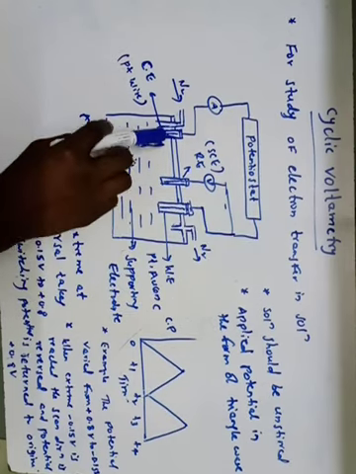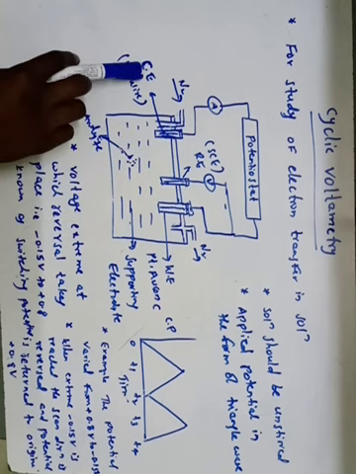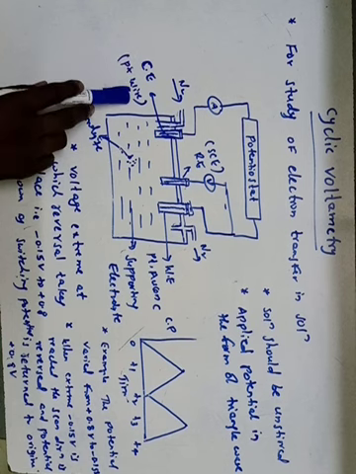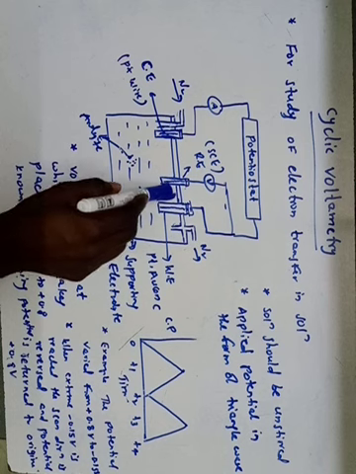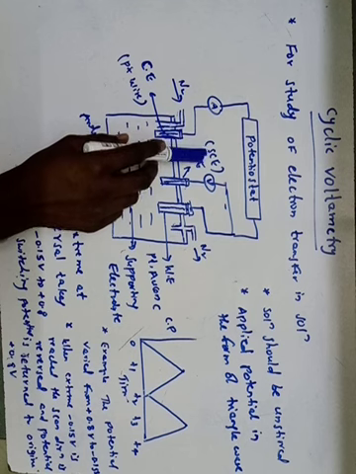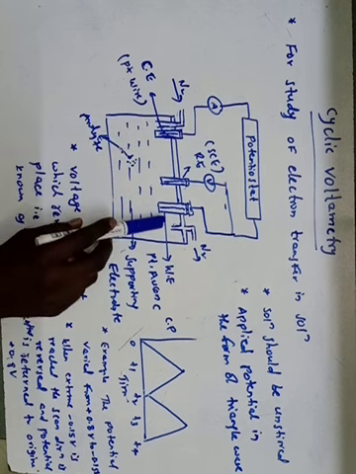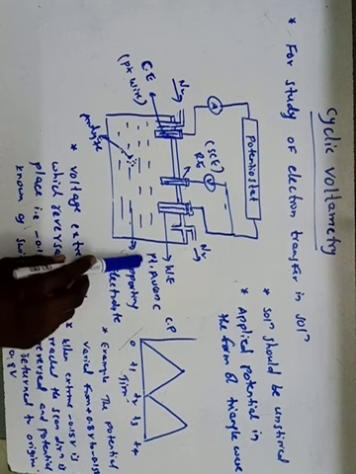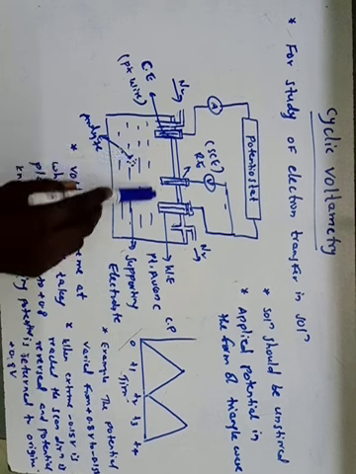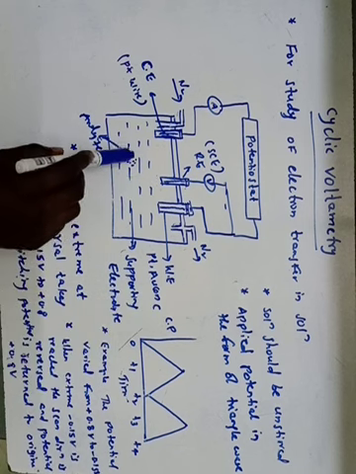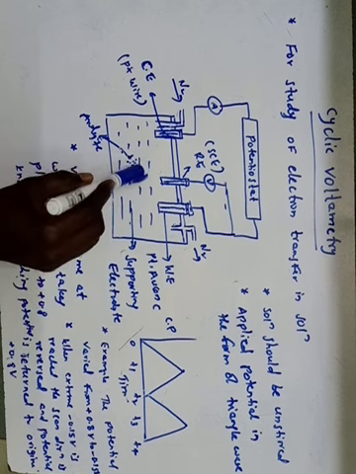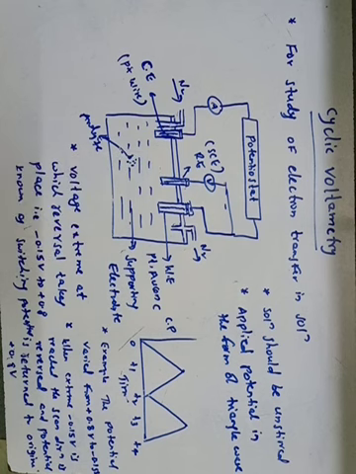electrodes. This is the counter electrode, and generally a platinum wire is used. This is the reference electrode, and this is the working electrode. Generally the reference electrode is a saturated calomel electrode, and the working electrode is generally platinum or glassy carbon. And this is the supporting electrolyte solution. Here the analyte is present. We are taking a sample in this solution, that is known as the analyte.